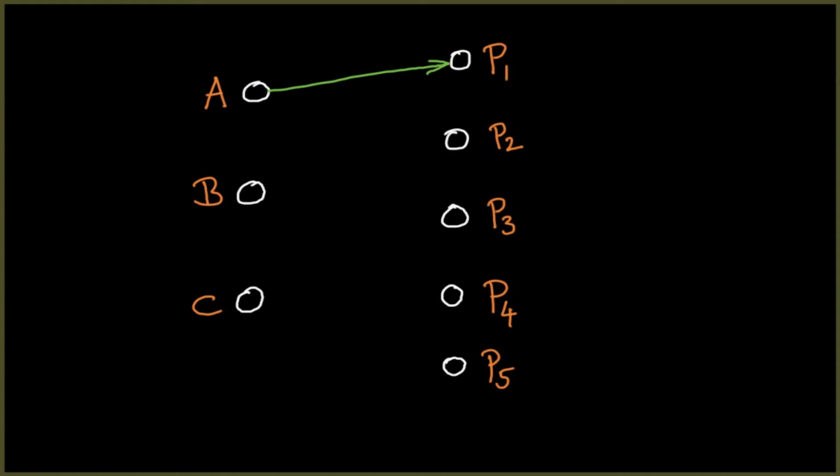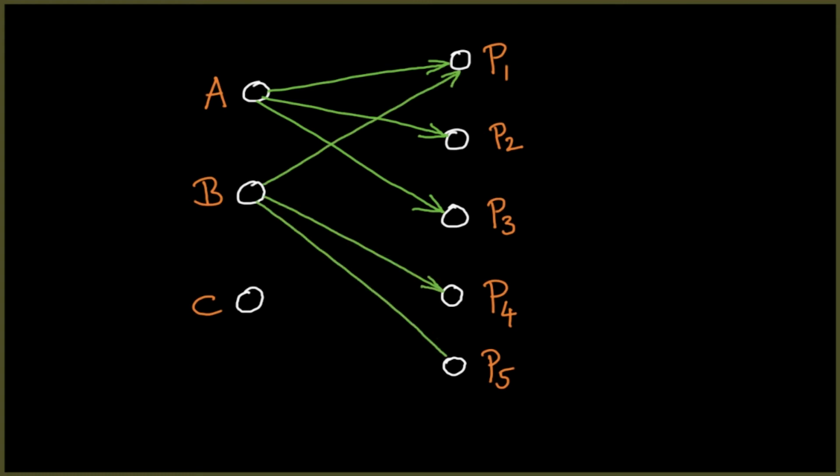Okay, let me consider 3 people on the left and 5 places on the right. Place 1, place 2 and so on. And then on the left you have people A, B, C recommending these 5 places to you. Let's say A recommends P1, A also recommends P2, A recommends P3, and so on and so forth. Alright, assume this is the given graph.